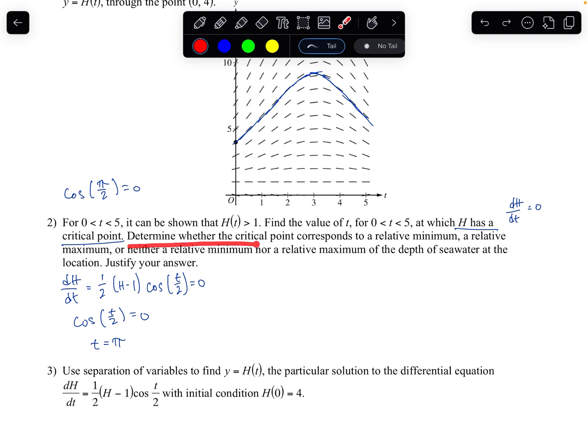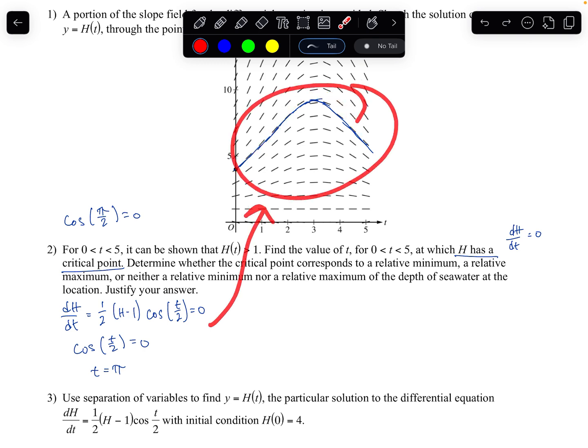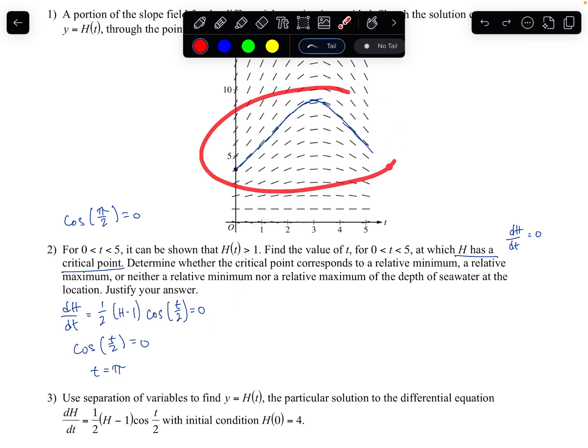Now it says determine whether that critical point corresponds to a relative minimum, relative maximum, or neither, and justify your answer. Now I know you can look at this graph right here and be like, obviously this is going to be a maximum. These slopes are positive, these slopes are negative, so it changes. But you cannot use this graph up here as justification, unfortunately. But you can use it as verification, because you now know, according to your graph up here, that it's going to have a maximum right there.